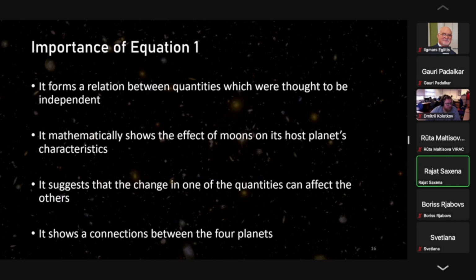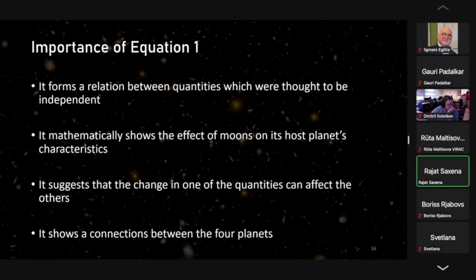Now, what is the importance of equation 1? Why am I talking about this? The first point, which I have already repeated once, is that it forms a relation between quantities which we thought were independent. So it starts something entirely new. It forms a relation between things that we didn't know of. The second point is it mathematically shows the effect of a moon on its host planet. We've all been told that moons affect their planet, but this equation mathematically shows how moons affect a planet. The third point is that it also suggests that a change in one quantity can affect the other.